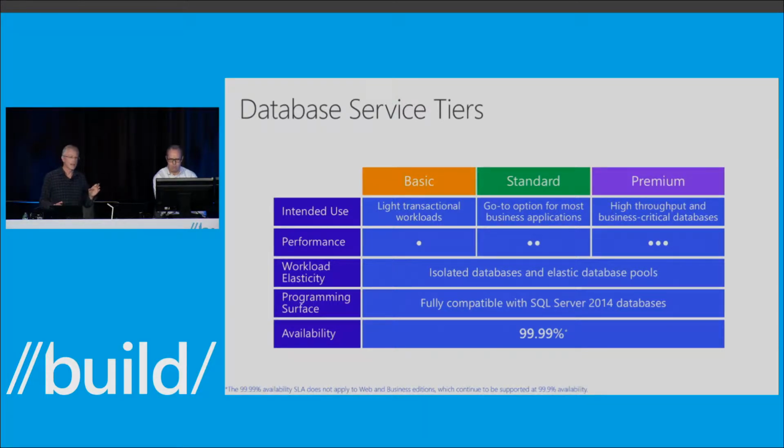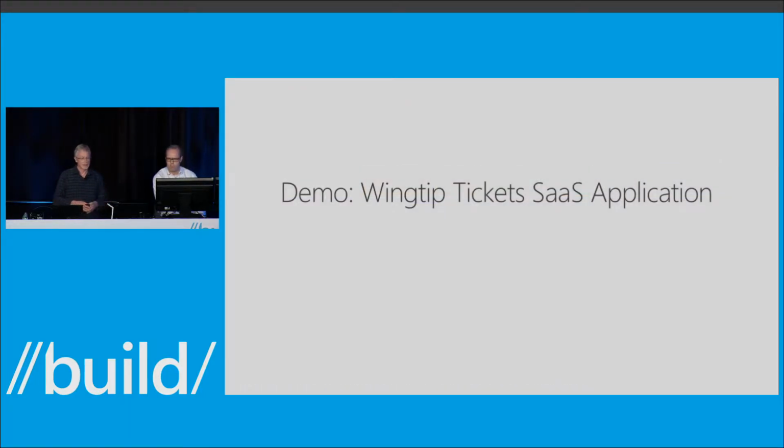The compatibility and the high availability I mentioned, again, the same across all these tiers. You're not sacrificing any of those features. So our philosophy is very much now that you can build an application once and then scale it as you need across these different service tier offerings and elasticity offerings. So let's give you a taste. We're going to take a look quickly at a demo application that we've built, and that's going to show some of the characteristics of a SaaS application.